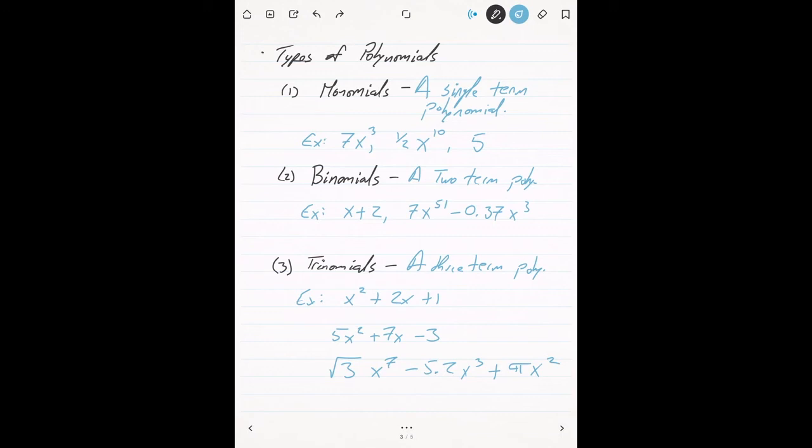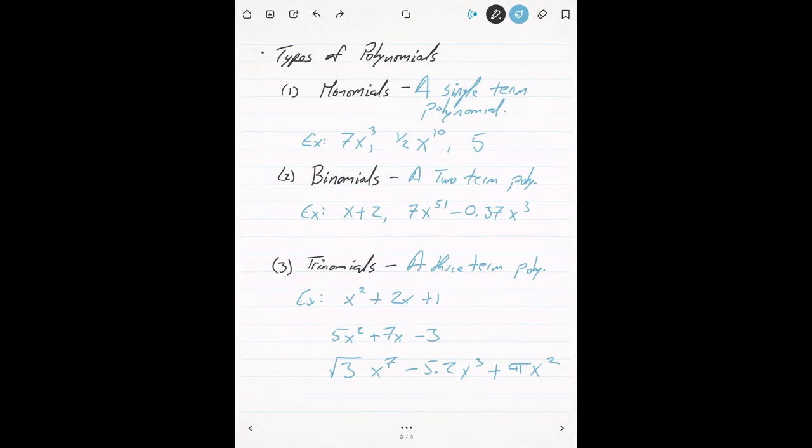Now, you, of course, can have 4-term polynomials, 5-term, 6-term, 7-term, 8-term, whatever. The most common types that we're going to work with are these 3: monomial, binomial, trinomial. Anything after that, we stop giving them really a name. We just say a 4-term polynomial, a 5-term, a 6-term. Now, we don't just really define a polynomial by the number of terms that there are.